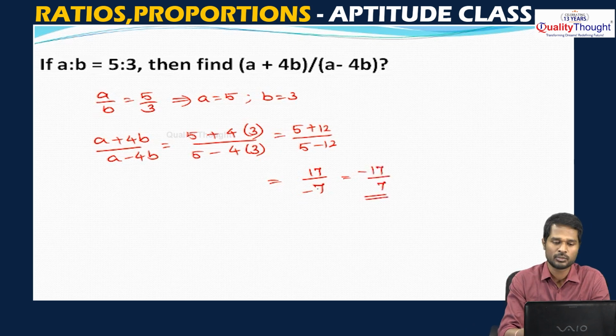We just took the values. A by B is 5 by 3 means A value is 5 and B value is 3. Just substitute in the place. So A is 5, 5 plus 4 into 3. So 5 plus 12 is 17. The second one is, the denominator value is 5 minus 4 into 3. So 12 minus 5 is 7. As 12 is the biggest value, it should possess the minus symbol in the answer. So which is minus 17 by 7.